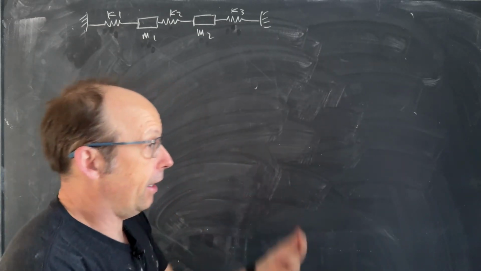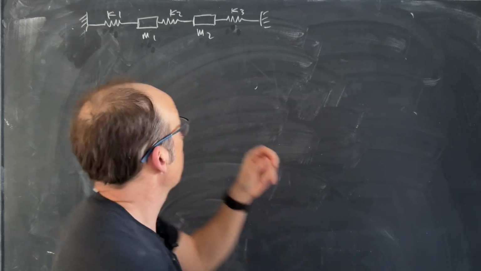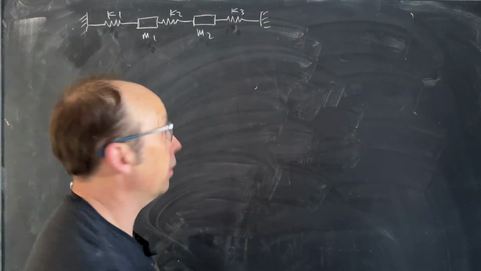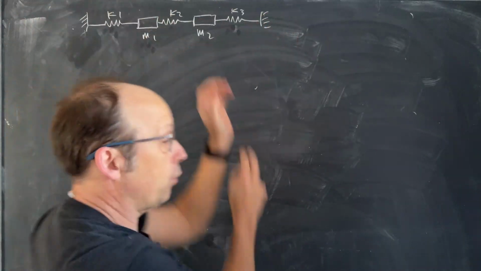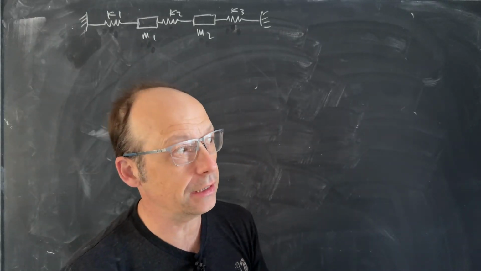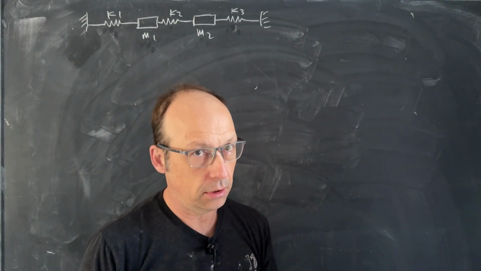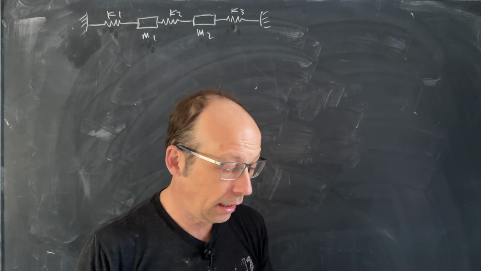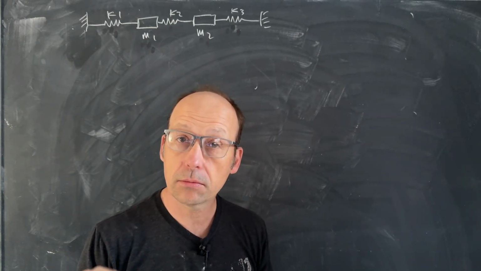But what if those things are different, unequal masses, unequal springs? How do I find the normal modes? Do the normal modes even exist? And that's what we're going to do. There's some work to do, and it's a little strange, but we got it.